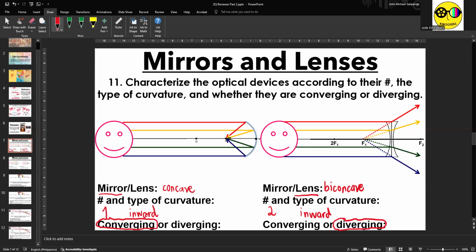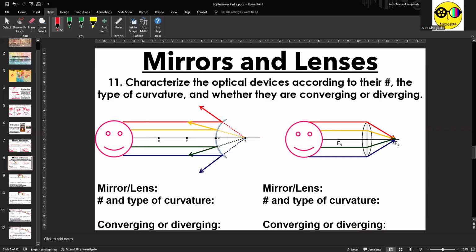But if you want to form an image with biconcave lenses, all we have to do is to extrapolate or extend the actual light rays using imaginary lines in front of the lens, and then have them meet or intersect at F1 or focus number 1. And there you go.